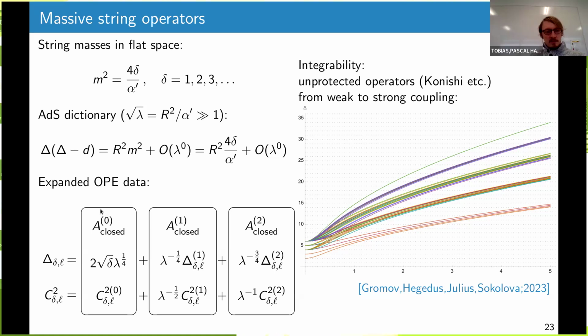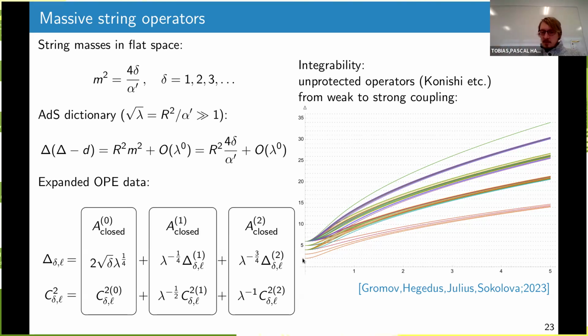So the AdS amplitude and the curvature corrections will be related like this to the strong coupling expansion of the CFT data. The leading dimensions will be 2 times square root of the mass level delta times lambda to the 1/4. And then we have these corrections that will be fixed if we compute the curvature corrections, and similar for the OPE coefficients. And on the right-hand side, I have a plot from this paper that was computed using the quantum spectral curve.